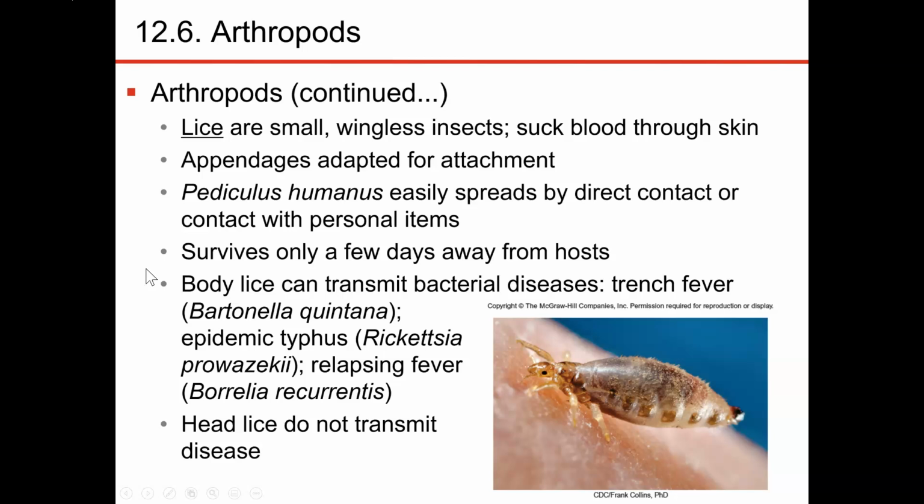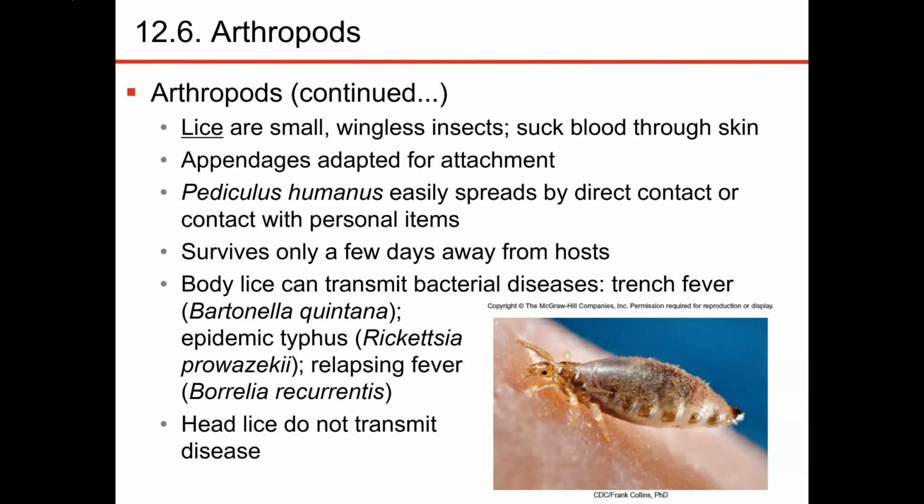Lice are another wingless insect. Lice are unable to jump, but they are good at holding on to hair. So they have appendages that allow them to hold on to hair. And so we have different types of lice. We have head lice, we have body lice, we have pubic lice. And each form has a different appearance and structure to adapt to the environment that they live in.